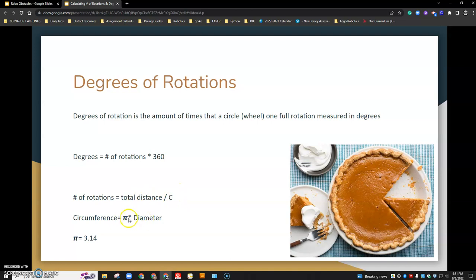Here's the formula for circumference in case you forget. And pi is 3.14, not this delicious pumpkin pie. We take that number and multiply it by 360 because there are 360 degrees in one circle. So one full rotation would be 360 degrees.